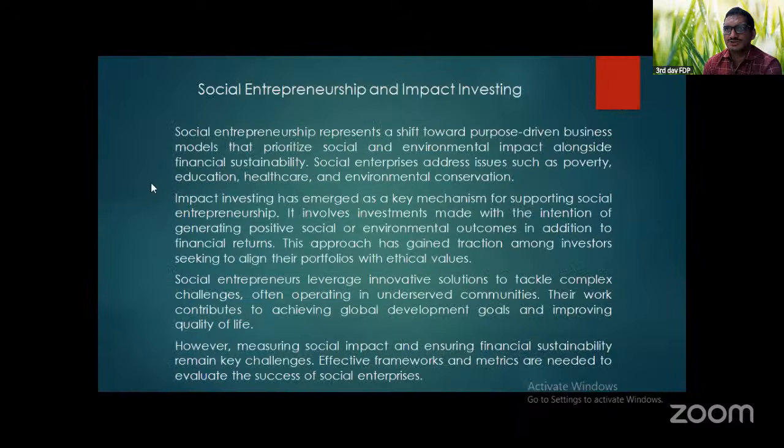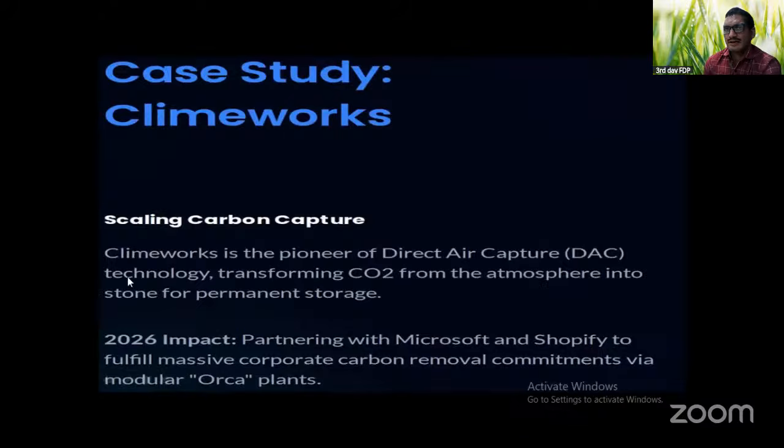Social entrepreneurship is also based on social impact investing. So entrepreneurs are also investing where there is use to society, or where it has a positive impact on the environment. So this is an example: Climeworks. Climeworks is a pioneer in direct air capture technology, where CO2 is converted into permanent storage.